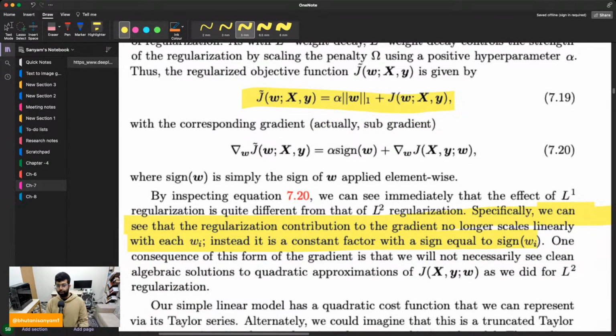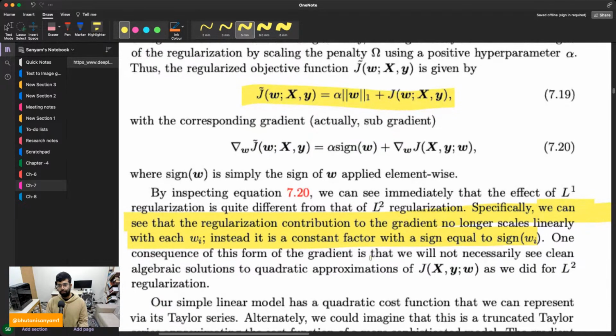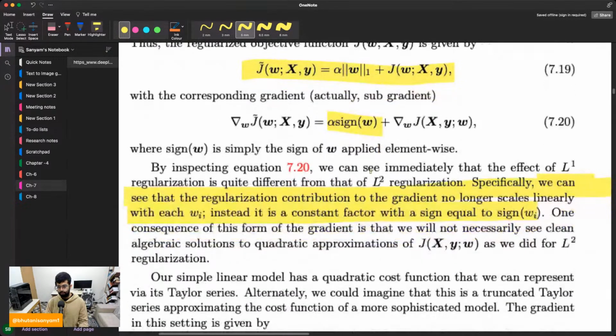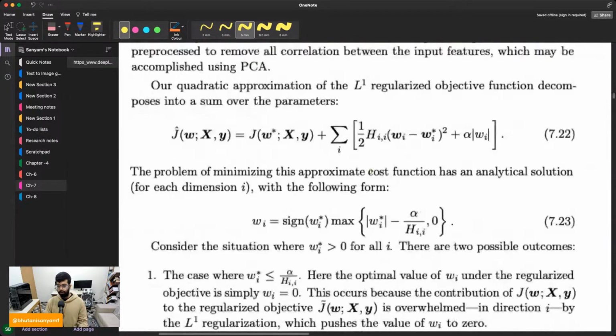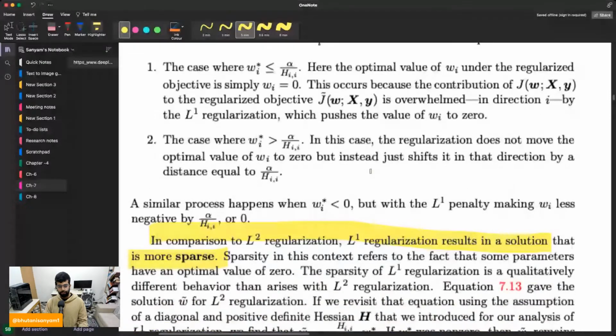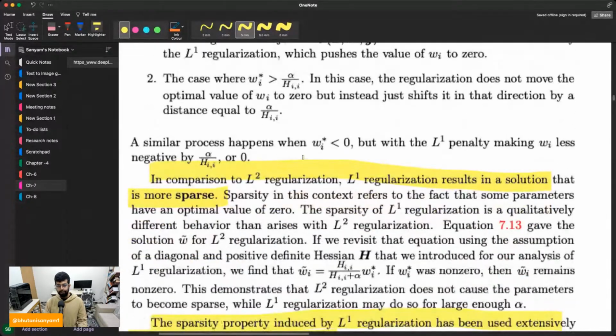You can see that the regularization contribution no longer scales linearly. Instead, it's a constant factor equal to the sign of W. So why is it sign of W? Because it says alpha sign of W. So this is L1 regularization. Another point worth remembering in comparison to L2: L1 results in a solution that is more sparse.